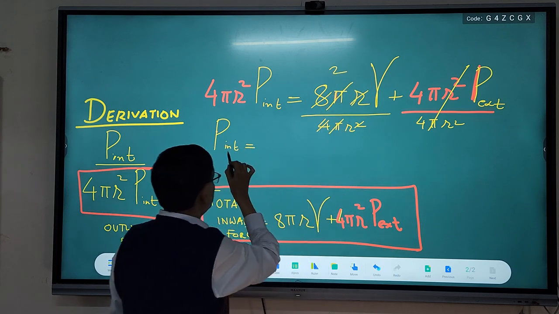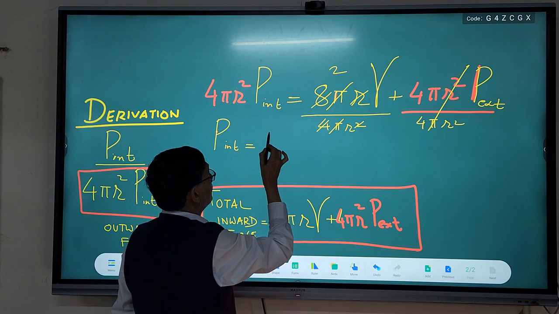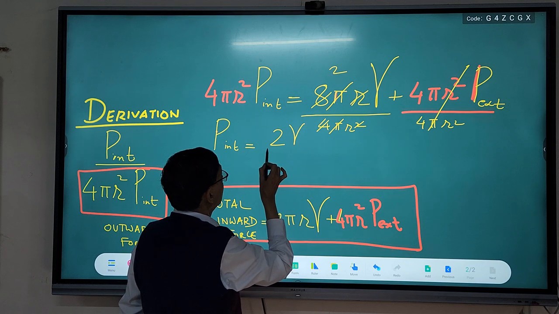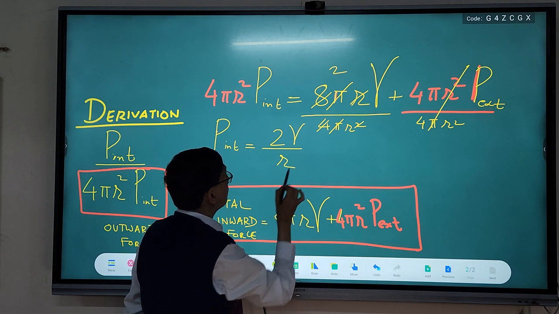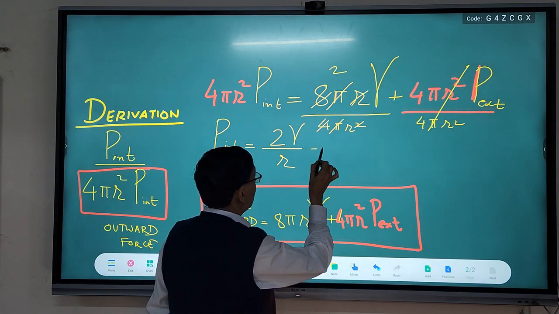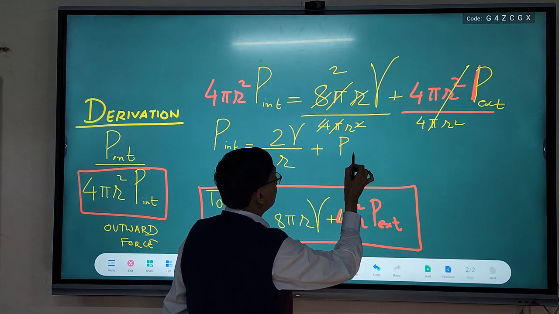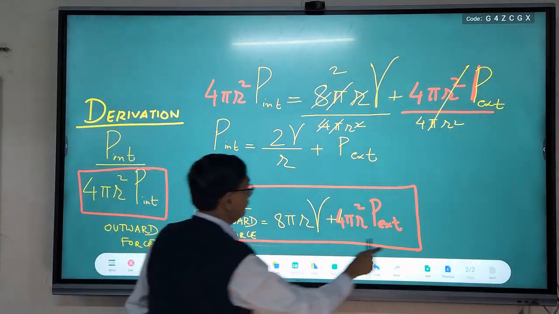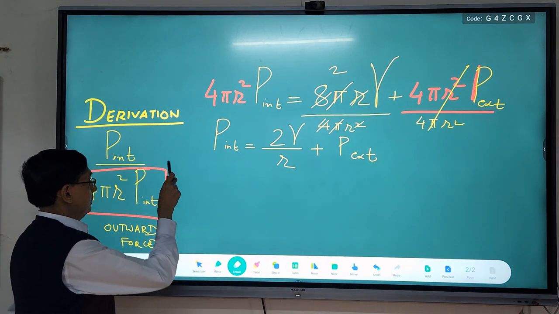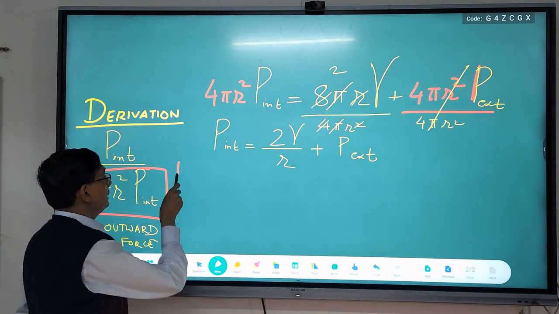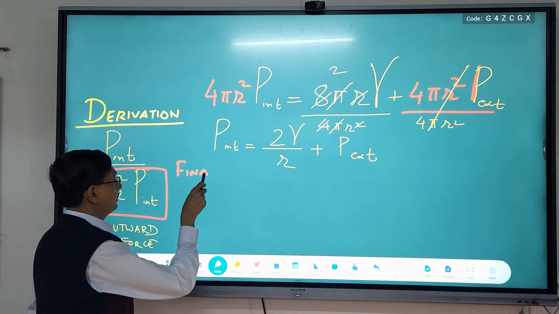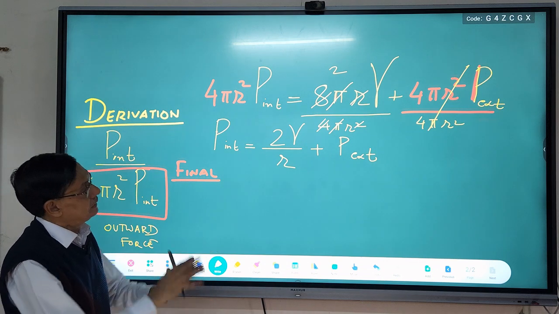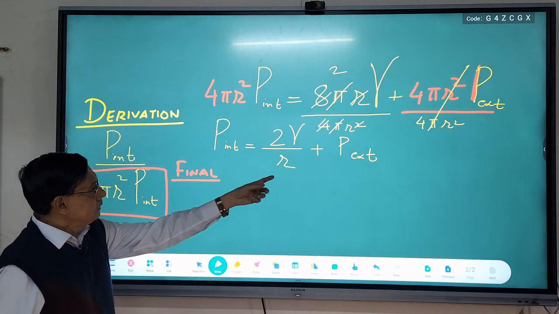So P internal is equal to 2 gamma divided by R plus P external. Therefore, the final equation means the change in pressure, the difference in pressure, is inversely proportional to the radius.